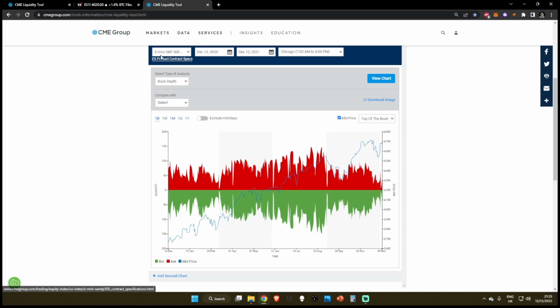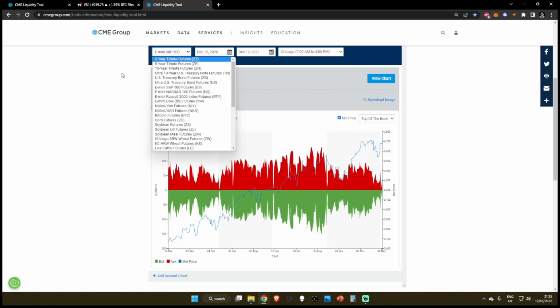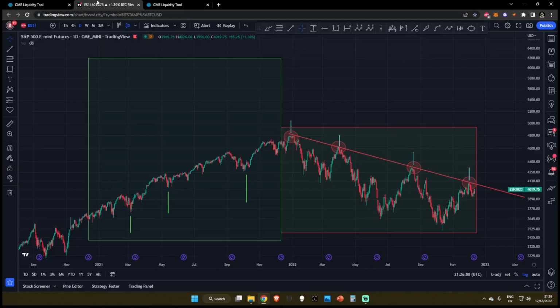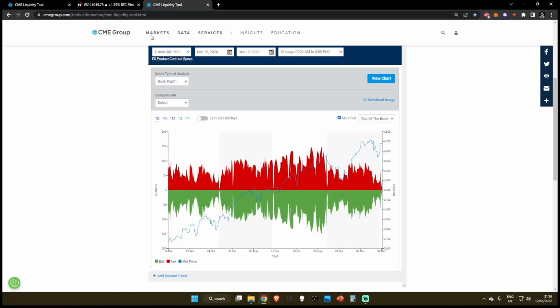So what we're looking at, these are the E-mini futures for the S&P 500. So basically we're looking at the futures for the S&P 500, and more simply, we're looking at liquidity in the S&P 500. Now, what is the book depth? The book depth is simply the number of contracts. As you can see over here, the quantity is on the left side. It is the number of contracts in buy orders and also sell orders at a given price.